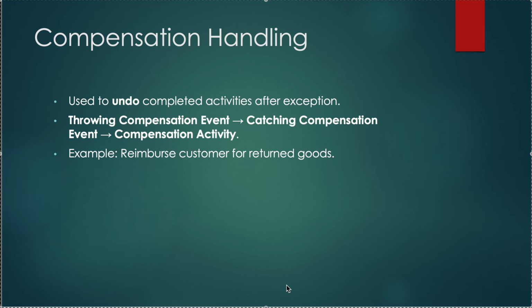Sometimes, after an exception, we must undo things that already happened. That's where compensation comes in. Let's say we shipped a product but then the customer cancels. We might need to process a return and reimburse them. A throwing compensate event triggers the reversal, and a catching compensation event activates a special compensation task like refund payment or handle product payment return. This ensures we restore the system to a consistent state.